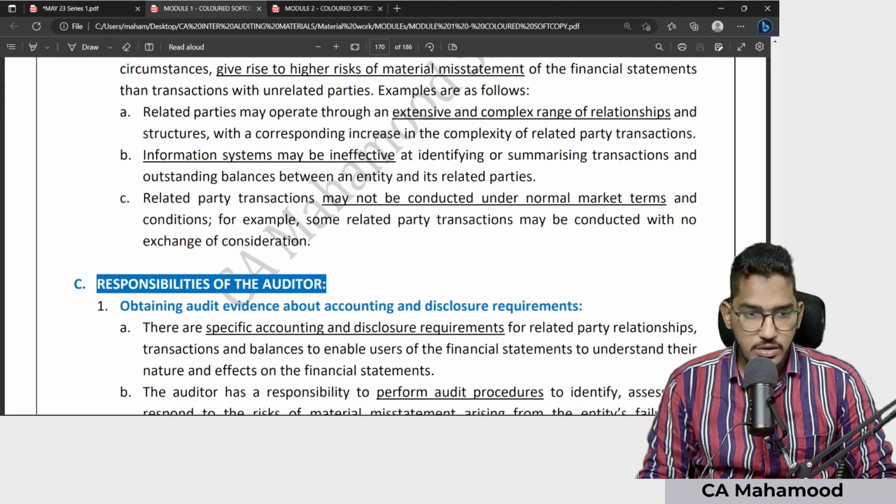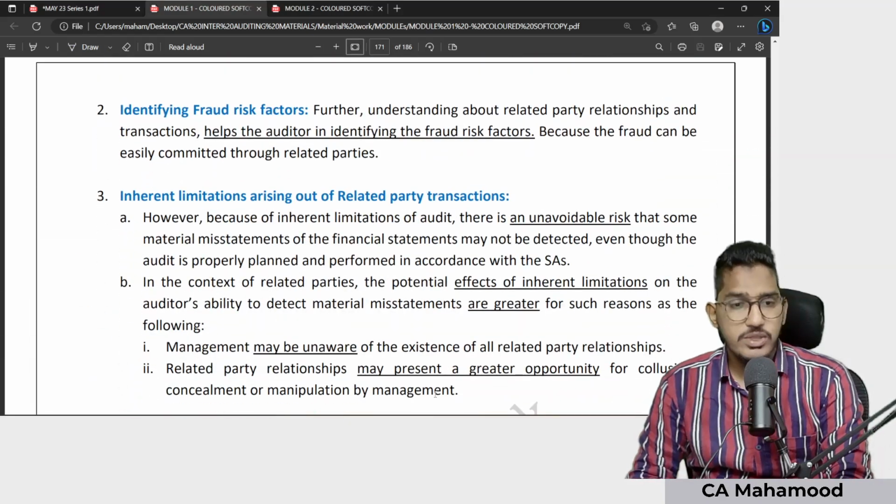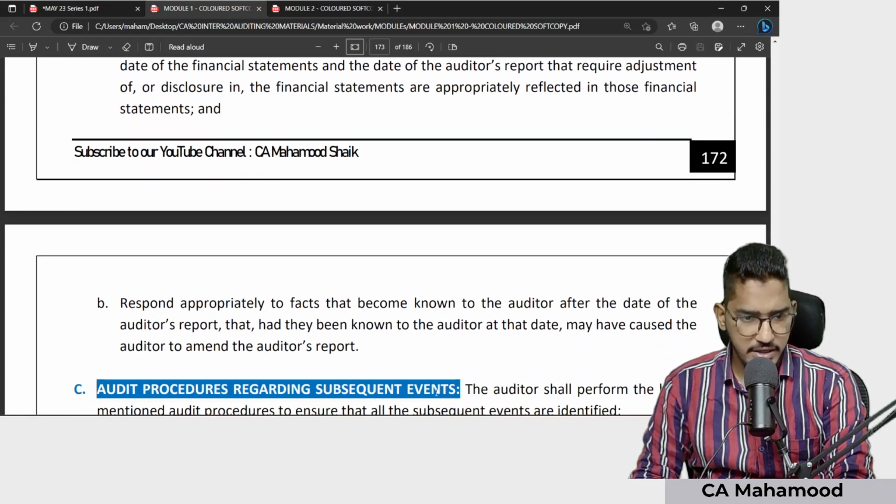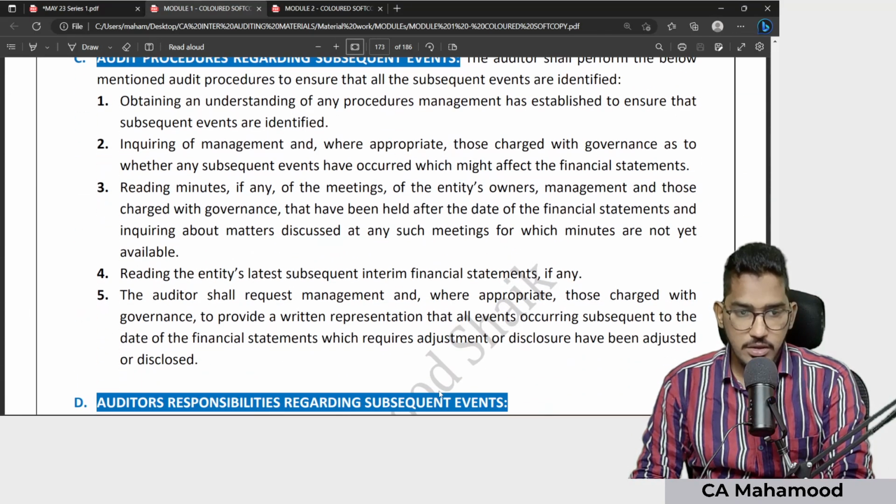So if we go to our material, direct material. This I have already uploaded in the app. You better know it. You can download this material, colored material, from the app.